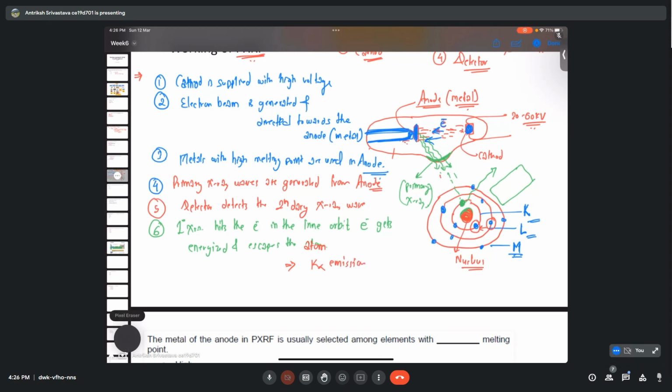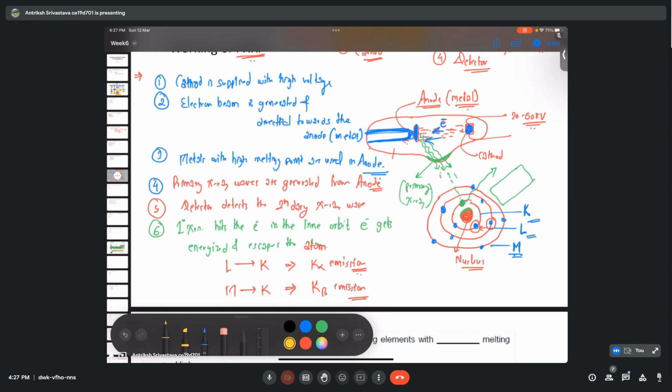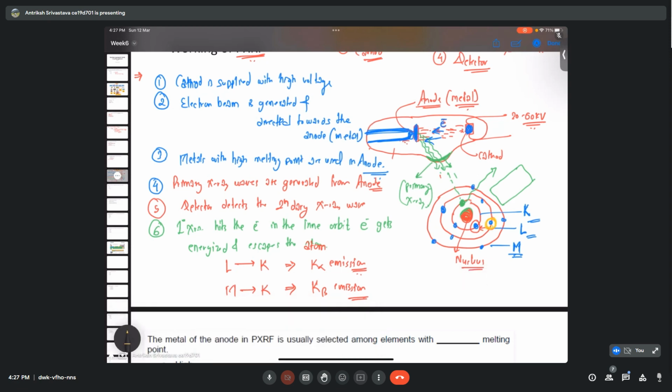So let me write it as L to K, and when the electron from the M orbit comes to this K orbit and correspondingly emits another kind of X-ray, then it is called K beta emission. So when these electrons are actually jumping from here to this place, then they are emitting a secondary X-ray. That is what is getting detected by this detector.